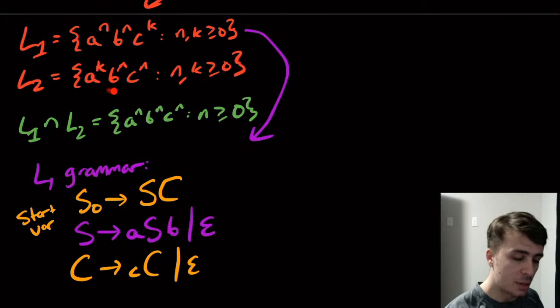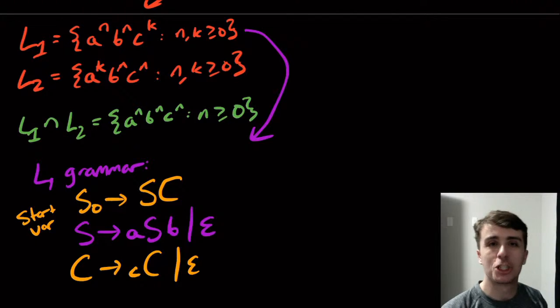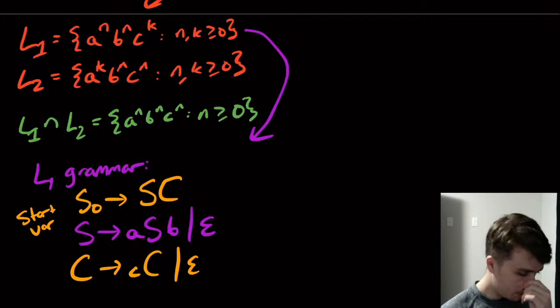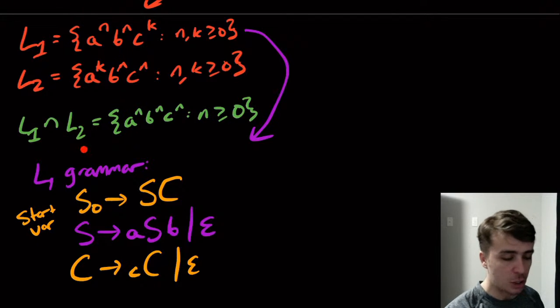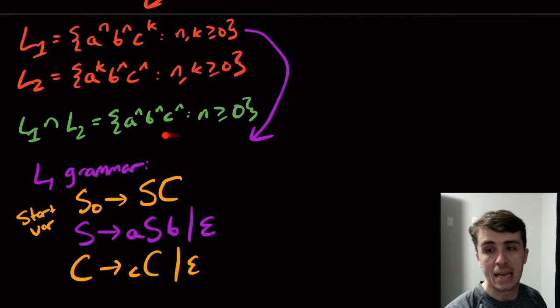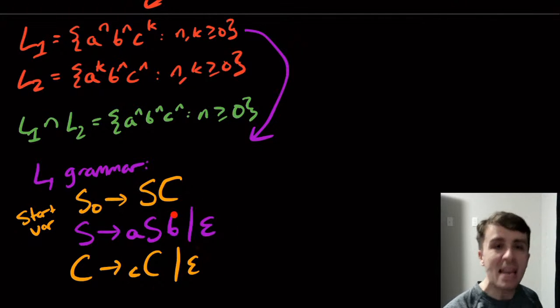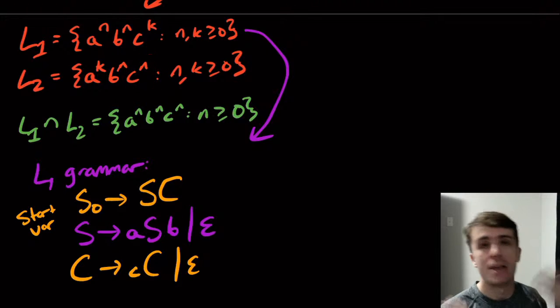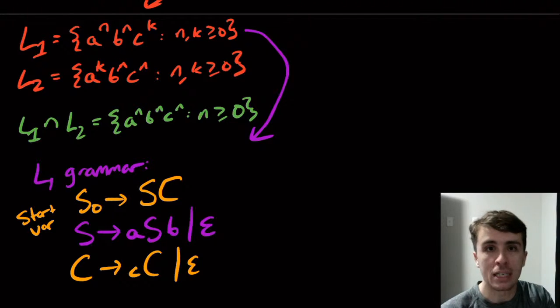And the grammar for L2 is extremely similar. So because the intersection of these two languages is a not context-free language, that tells us that context-free languages are not closed under intersection, because I can make a grammar for these two languages. And that shows that they're context-free and their intersection is not context-free, which is all that we need.